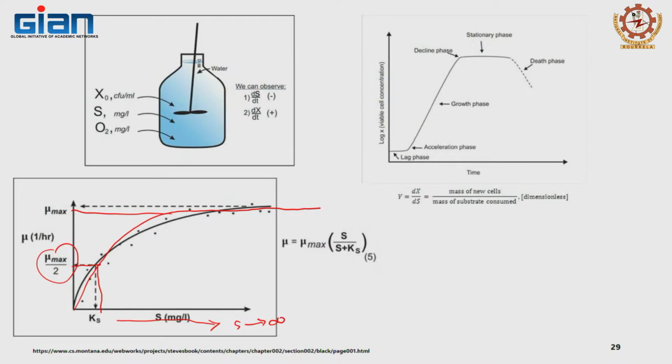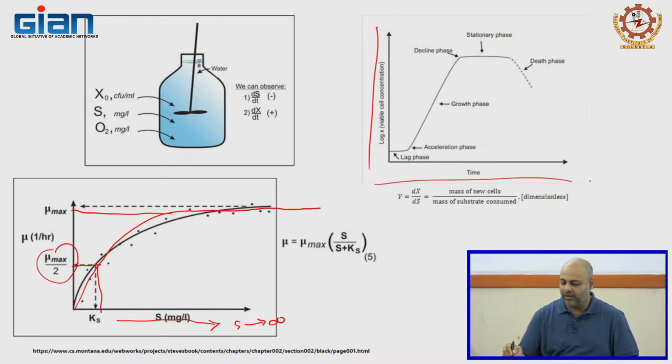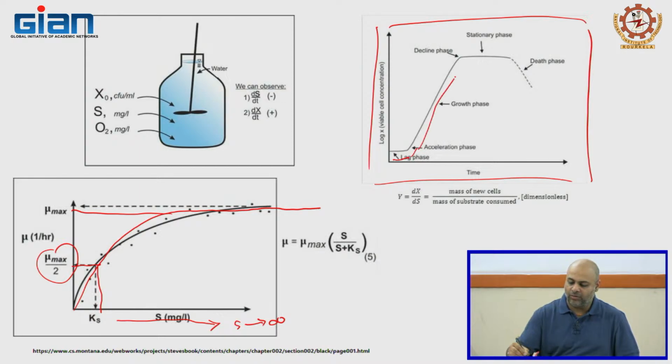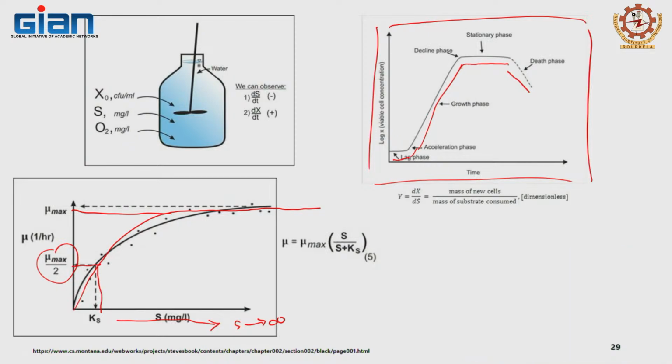Now, this particular graph here is representing your growth kinetics. So, you have your lag phase, you have your acceleration phase, the growth phase, and the decline that goes into your stationary, and then you have your death phase. Just a question for you, when the cell is in its lag phase, what does that mean? Use the mic, please. If you have the mic, please answer in that.